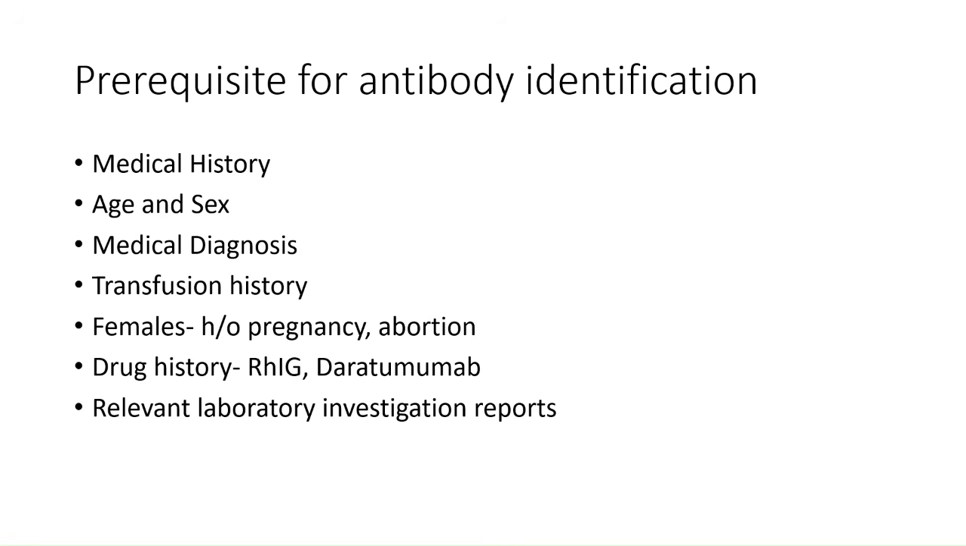Other prerequisites for antibody identification: a proper medical history, age and sex of patient, medical diagnosis, previous transfusion history. If the patient is a female, history of pregnancy or abortion, drug history like RHAG, daratumumab or other antibodies, and also if any laboratory investigation reports are there, we should collect that also.